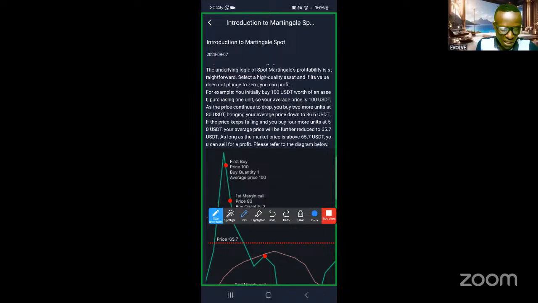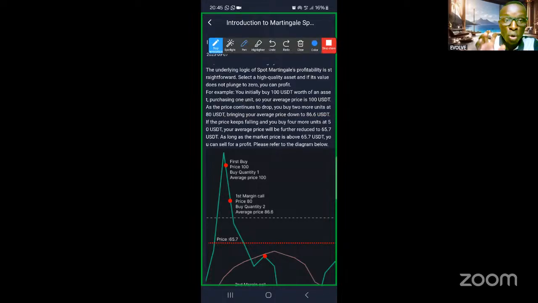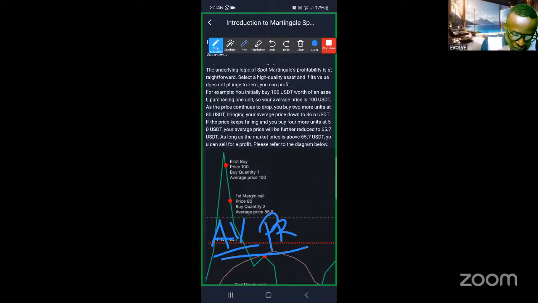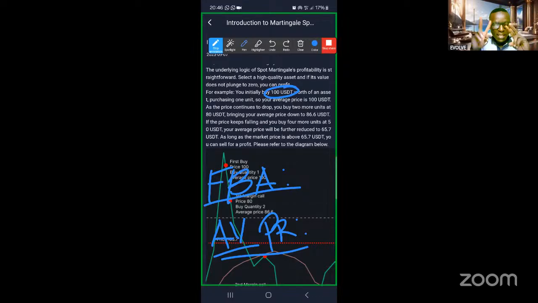They have introduced a new term there that I need you to note in your book. Average price. And then the $100 that we used at first is termed the first buy in amount, FBA. Then we have average price. So these are two terms they have introduced to us in our spot martingale strategy.